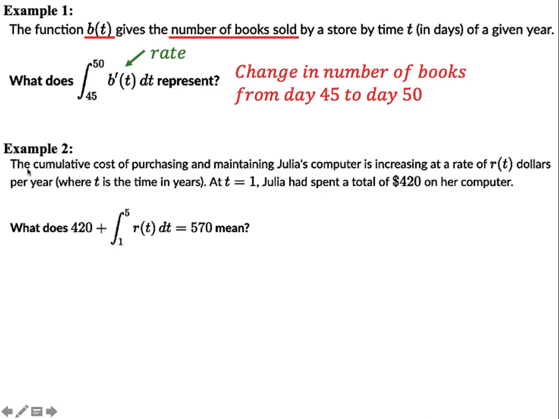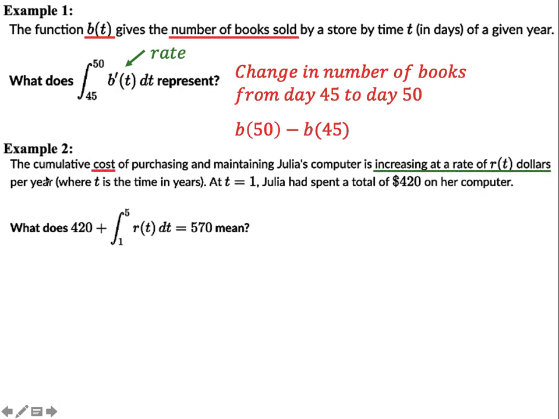Here's another example. The cumulative cost of purchasing and maintaining Julia's computer is increasing at a rate of R(t) dollars per year. Oh, whoops. Let's finish this off then. If we were to write this in terms of the fundamental theorem, sorry about that, we would write that this equals B(50) minus B(45). These are the antiderivative values.